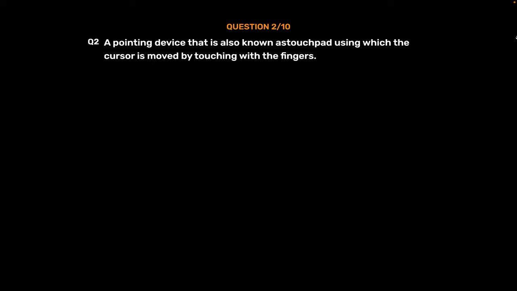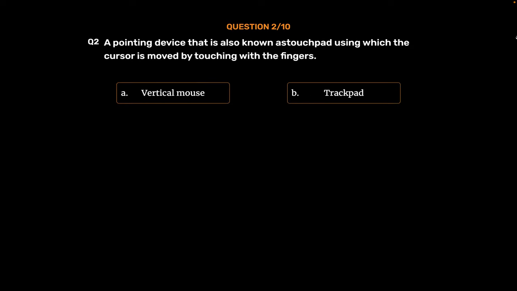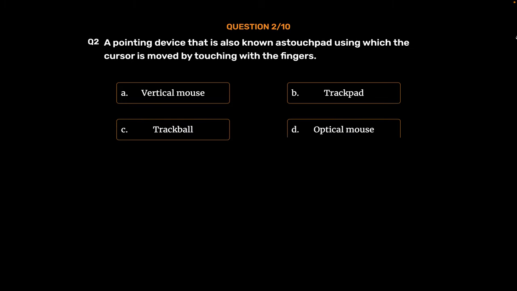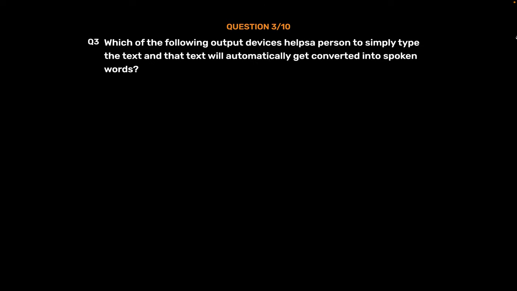Question number 2. A pointing device that is also known as touchpad, using which the cursor is moved by touching with the fingers. Option A. Vertical mouse. Option B. Trackpad. Option C. Trackball. Option D. Optical mouse. The correct answer is Option B. Trackpad.